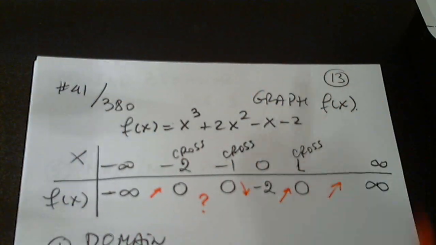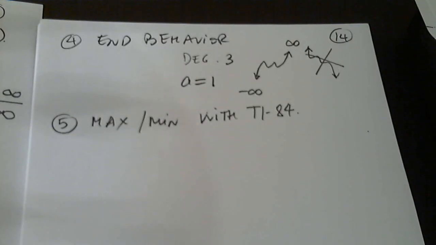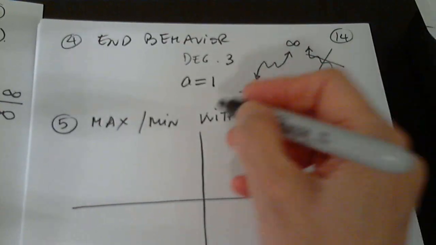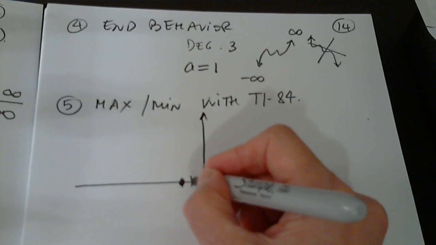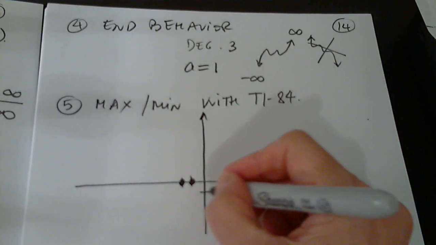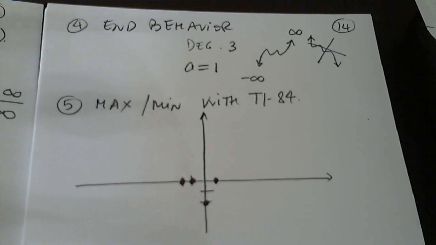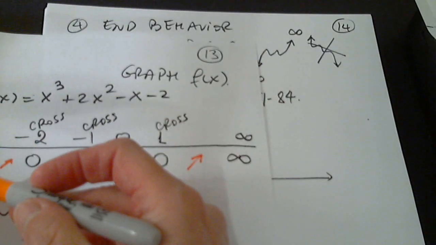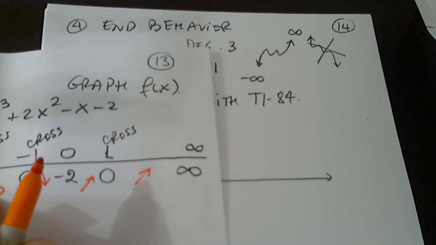So with the table, I will plot the points and take it from there. You'll see what happens in a minute. Okay, plot the points first: negative 2, 0; negative 1, 0; 0, negative 2; and 1, 0. I am going to attempt the graph. So it's very clear so far, coming from negative infinity and crossing at negative 2, 0.